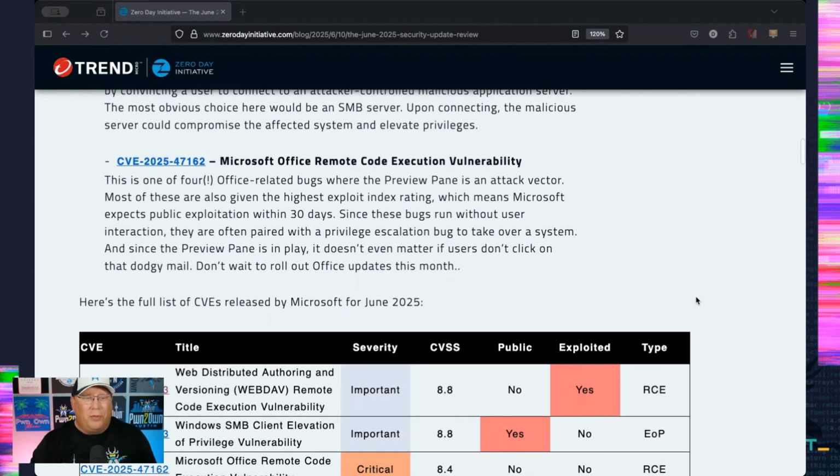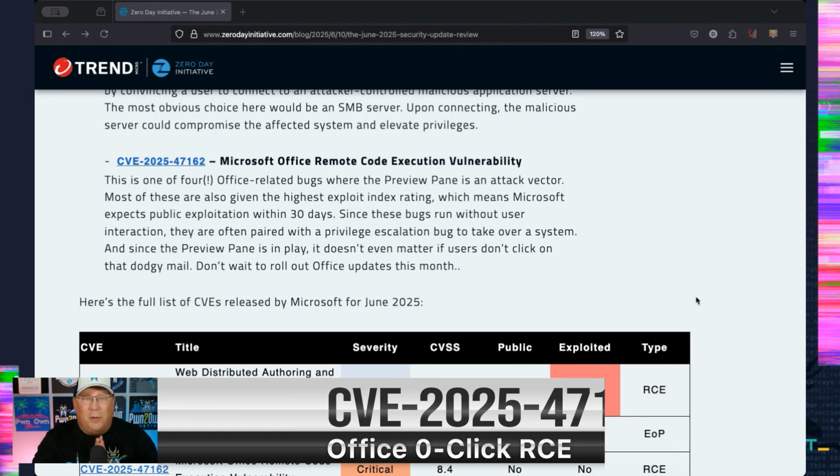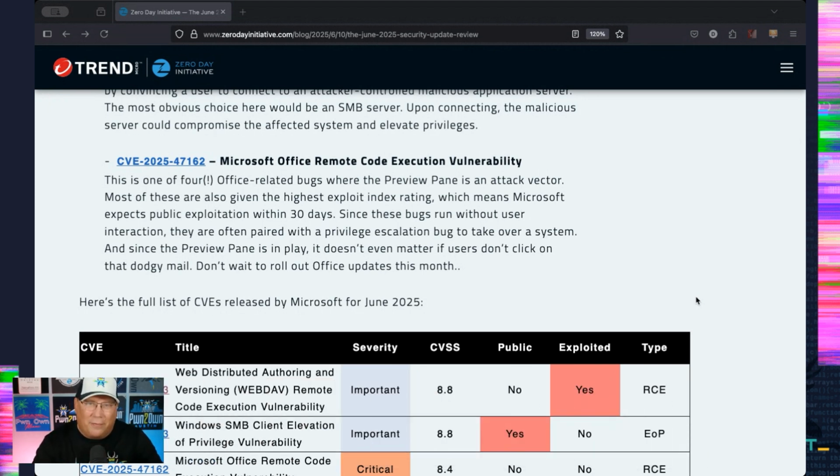Speaking of bad ones, this is one of 4 baddies. And I could have picked any one of the critical Office bugs for this. I just chose this one because it was the lowest numbered CVE. Preview pane is an attack vector in Office. No user interaction. Lovely.